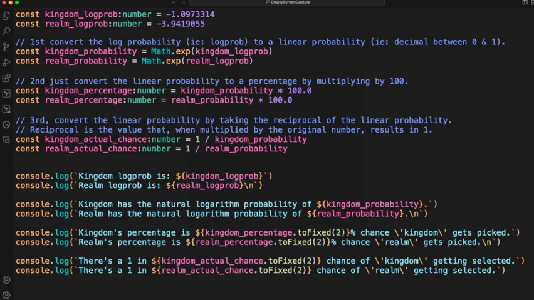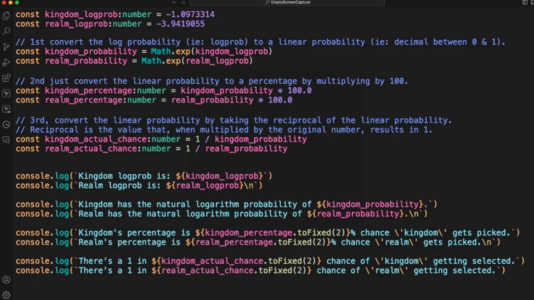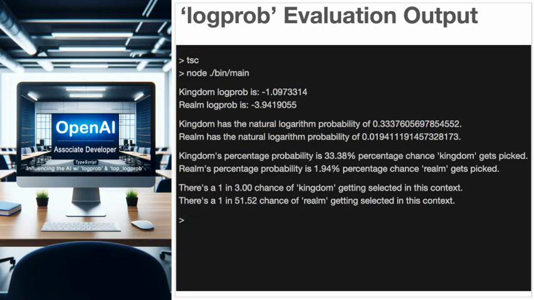To do this, we take the inverse of the probability. This is done by simply dividing 1 by the probability returned from the Math.exp function, and here we have a value we can easily compare and interpret. And finally, we'll log our results to the console. Now compile and run your code. In our console output, we see that Kingdom had a 1 in 3 chance of being selected, while Realm had a 1 in 51.5 chance of getting selected.